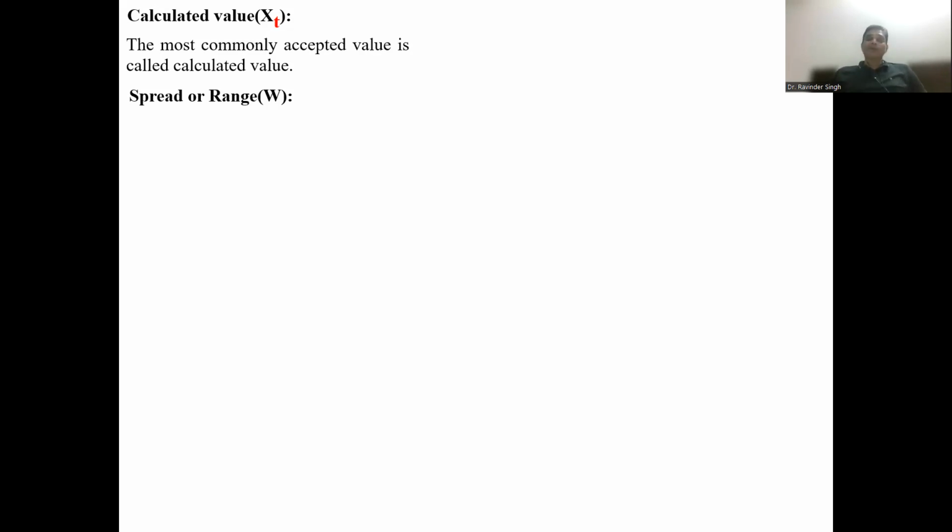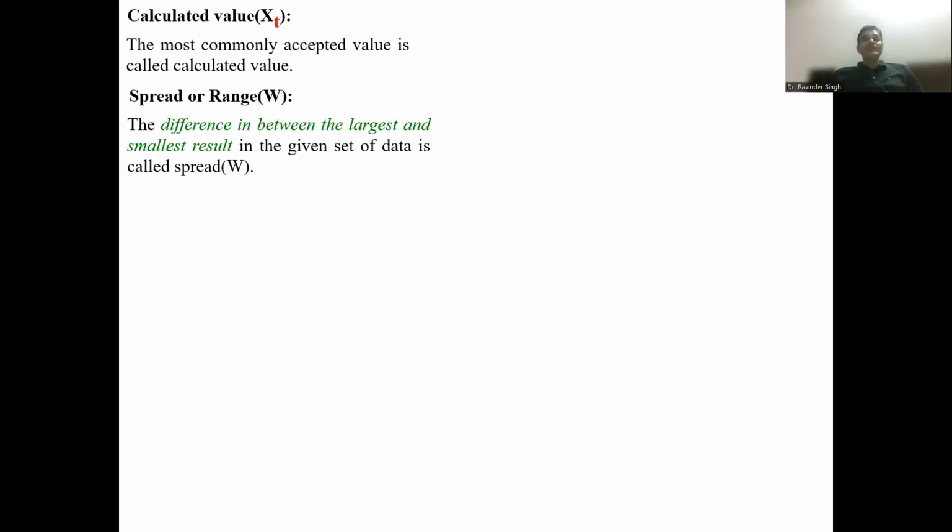Now what is the spread or the range? Denoted by capital W. The difference between the largest and the smallest result in the given set of data is called the spread.